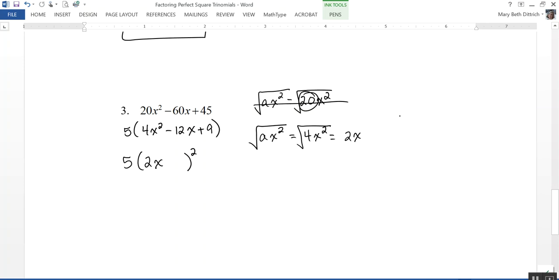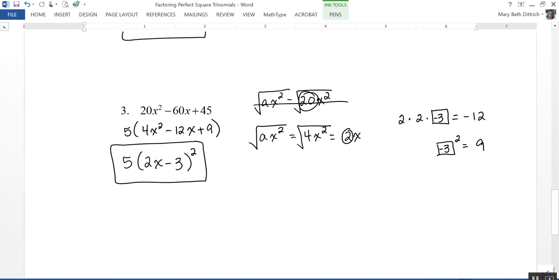Now I'm looking for 2 times this number here, which is the square root of a, times some number that's going to give me my middle term, my b, negative 12. And then that same number that I'm looking for squared is going to give me a 9. Well, the first thing I think of is 3, because 3 squared is 9. But it's got to be the same number here. 2 times 2 times 3 is not going to give me a negative 12. So it needs to be a negative 3. So negative 3 is the second term in my binomial.